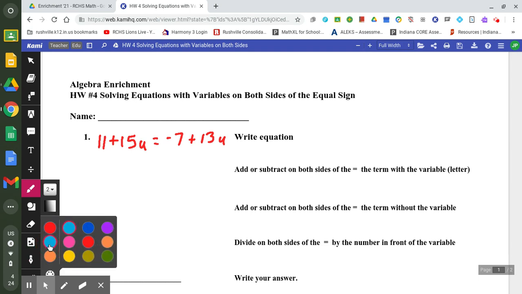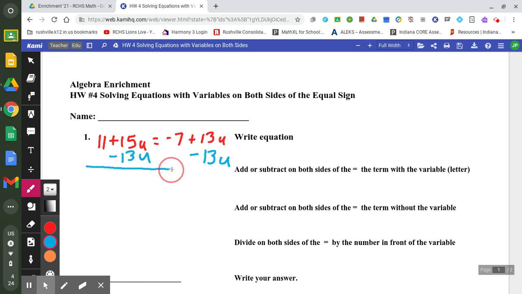So the first thing I want to do then is to subtract 13u on both sides of the equal sign. And so I have 11, and then 15u minus 13u gives me plus 2u, my equal sign, my negative 7, and I chose negative 13u to get rid of those.